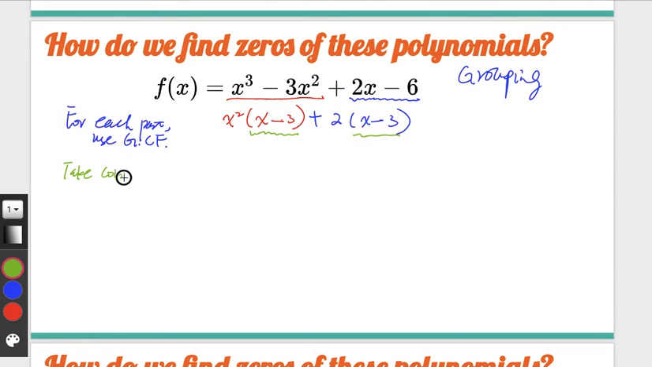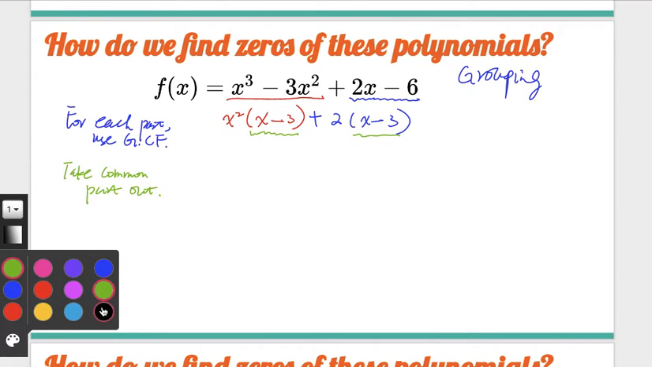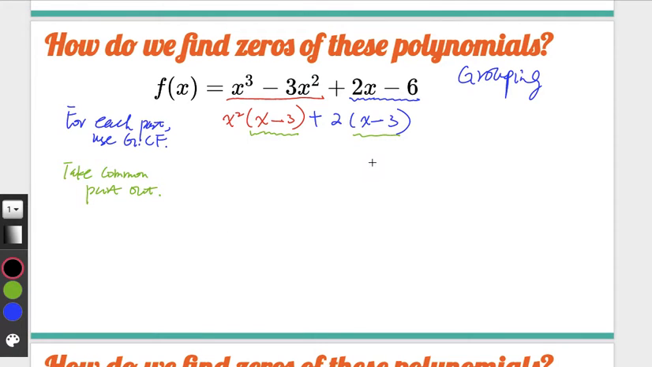Take the common part out. This one is more like the greatest common factor. So I'm going to, let's use a totally different color, take x minus 3 out of this. The other way you think about it is as a distributive property. So the way we are going to do it is I'm taking the x minus 3 out. Remember, this is something you take out.